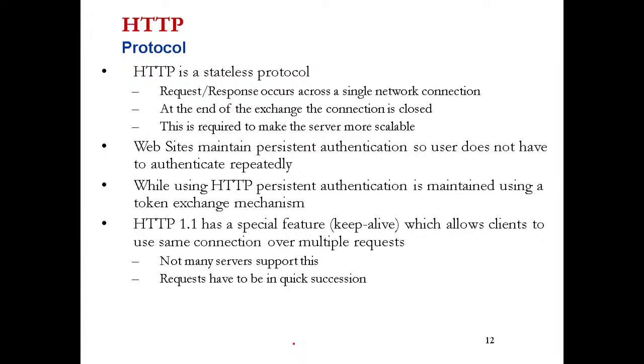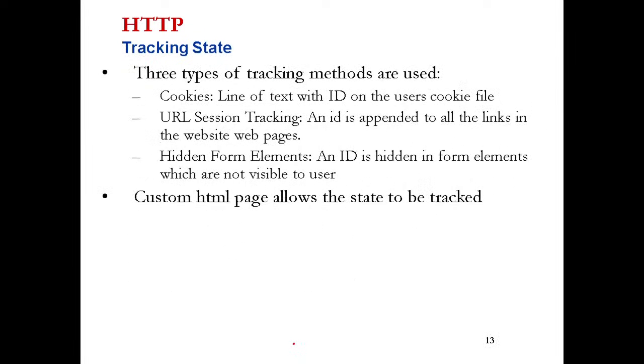Requests have to be in quick succession. Then tracking state. There are three different methods used in HTTP for tracking your data. First is cookies. As you can see, whenever you open a website, it asks for saving the cookies. Cookies are variables or data, or you can say identifiers, which carry some data from a website. A line of text with an ID in the user's cookie file.